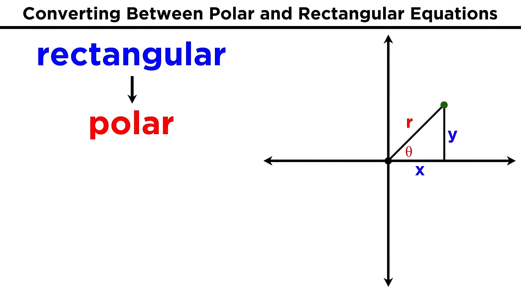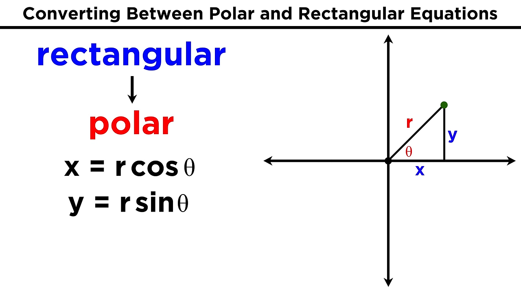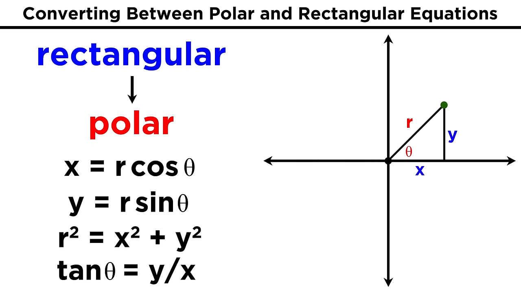So to convert between equations that use rectangular coordinates and ones that use polar coordinates, we just have to keep in mind these two equations we just used, as well as r squared equals x squared plus y squared, which is just the Pythagorean theorem, and tangent theta equals y over x.